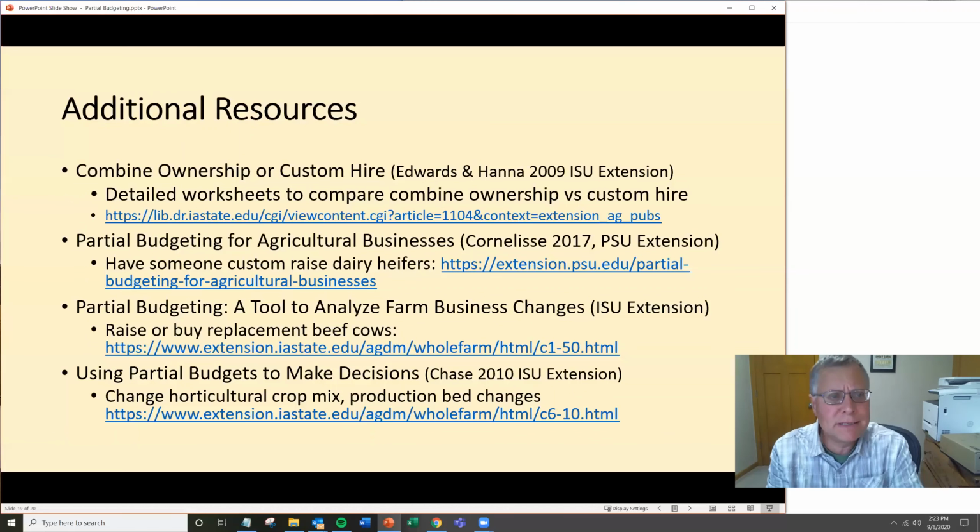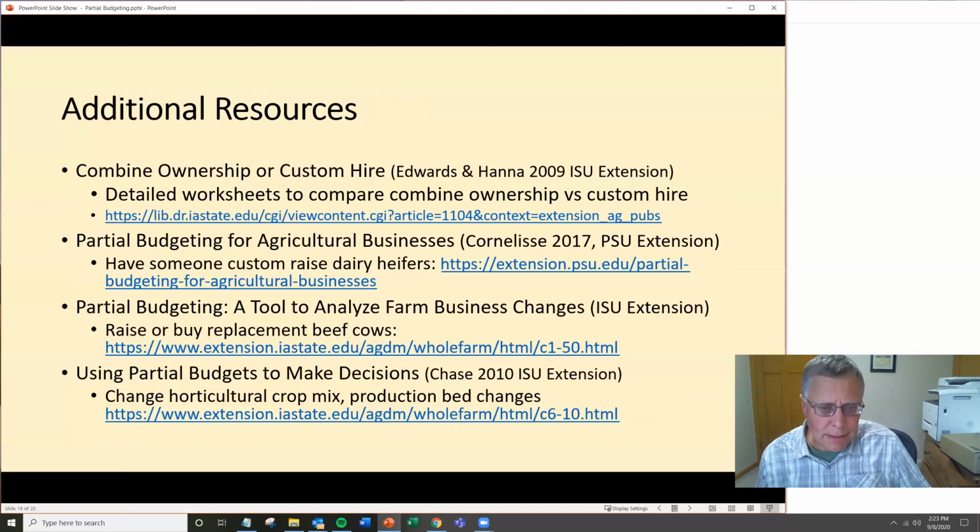Here are some examples of existing resources. I'm not going to go into them, but the combine example is a great example. Again, William Edwards worked out a great one back in 2009, lays it all out, the costs, the comparison between owning and custom operating, hiring someone to do your combining, laid out in extreme detail, 8 pages, if I remember correctly.